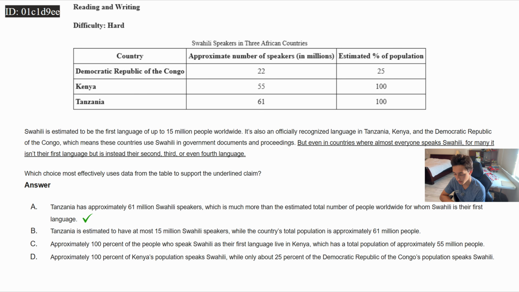Approximately 100% of Kenya's population speaks Swahili, while only about 25% of the DRC population speaks Swahili. That has nothing to do with the underlined claim. And so A is our correct answer here.